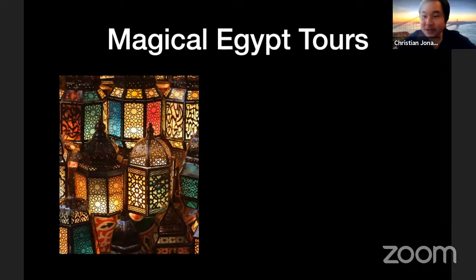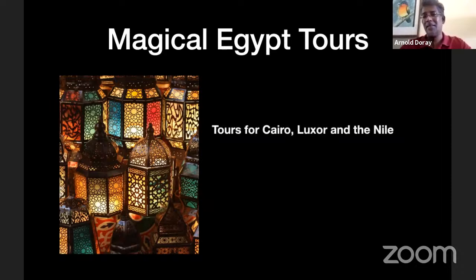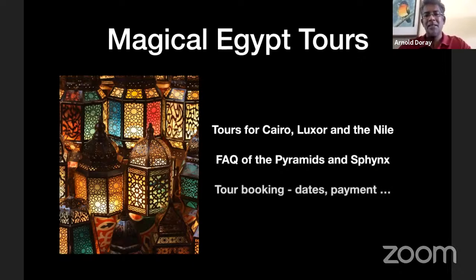Okay. So coming back to you, Anok. Yeah. Thanks, Chris. So we are going to take a sample application. It's for a company called Magical Egypt Tours. And Magical Egypt Tours, they do a few things. There are tours for Cairo, for Luxor, and for the Nile. There's also an FAQ on their website about the pyramids and the Sphinx. And there's also tour booking. So you want to book dates for tours, make payments, and so on, right? And all of these different activities are actually good candidates for building a chatbot around.